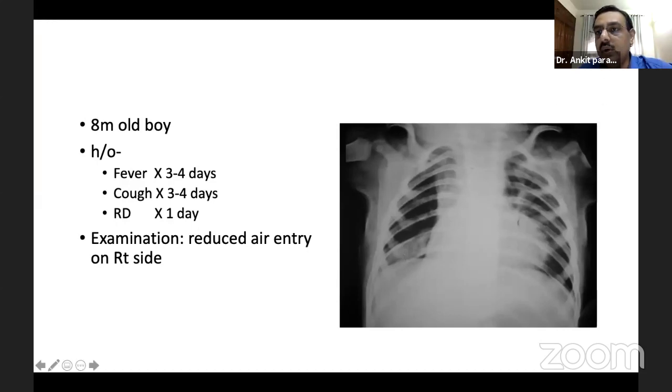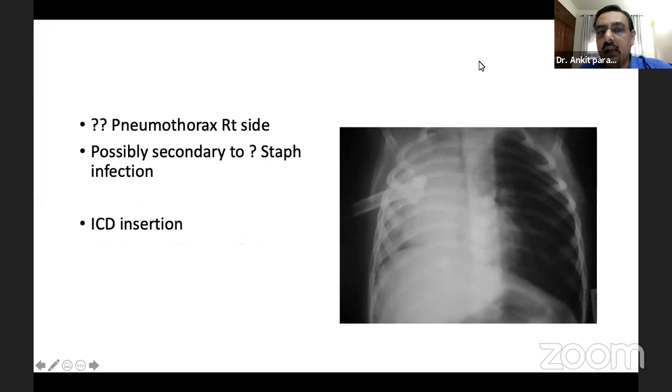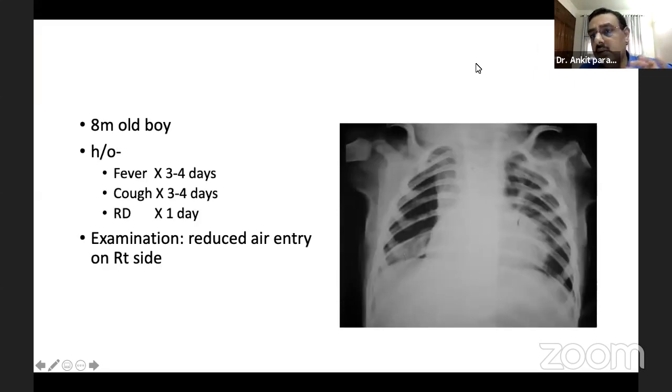Now, when you look at this child, people thought it is possibly a pneumothorax on the right side, some infection, and they put in a chest tube.